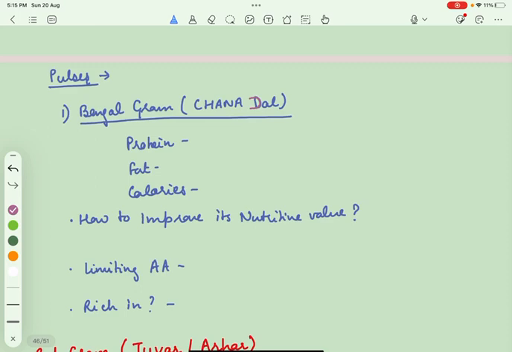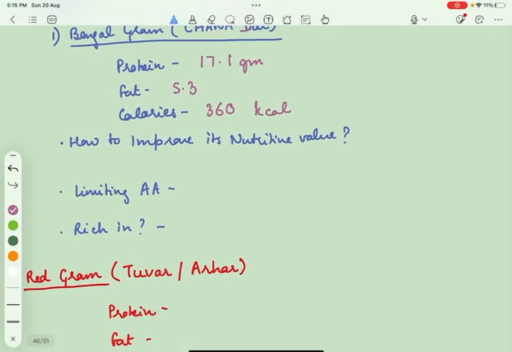Now this chana dal has protein of 17.1 grams per 100 grams, fat of 5.3, and calories of 360. Roughly, you can see the cereals also had 346 kilocalories. Here it is 360, so roughly 350 kilocalories would suffice for your answers. This is rich in minerals and B complex vitamins.